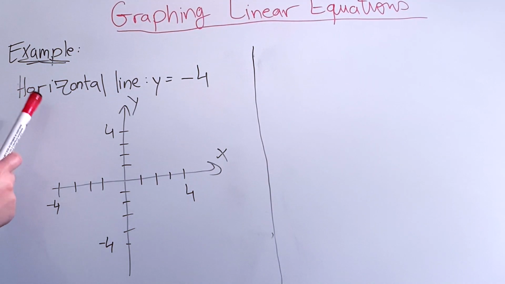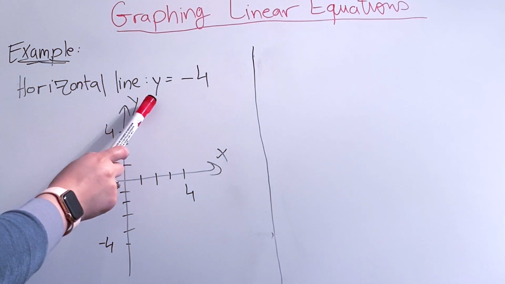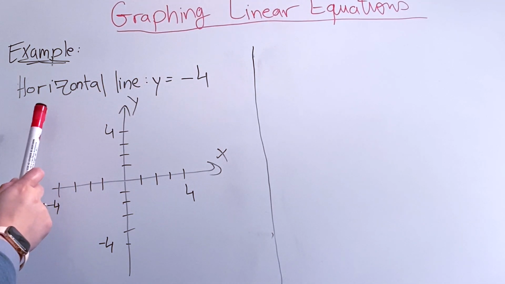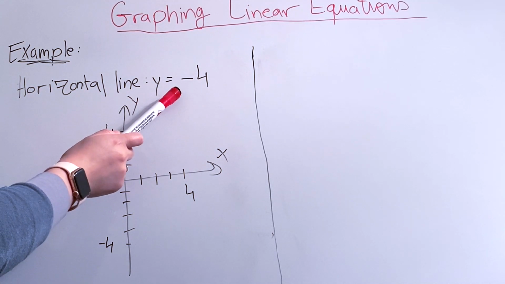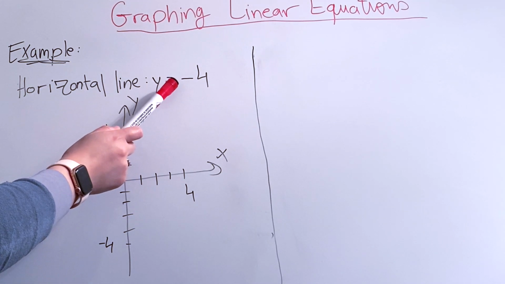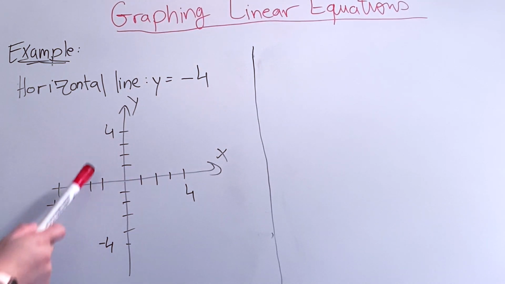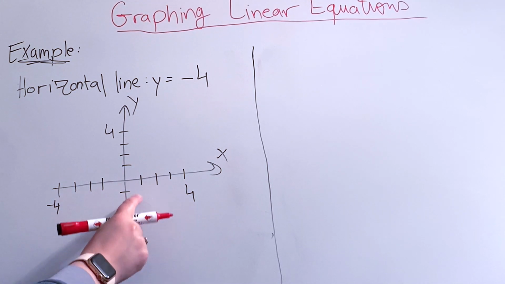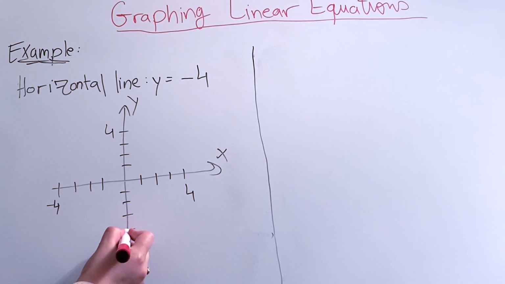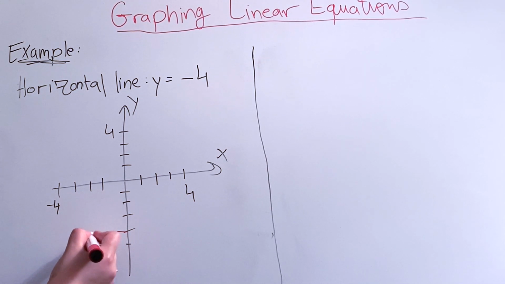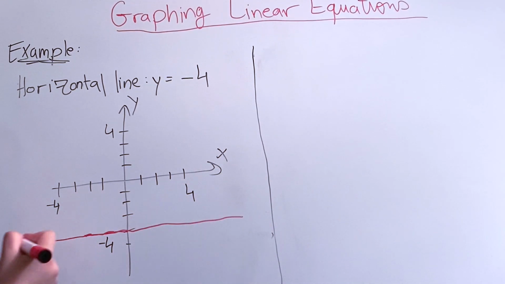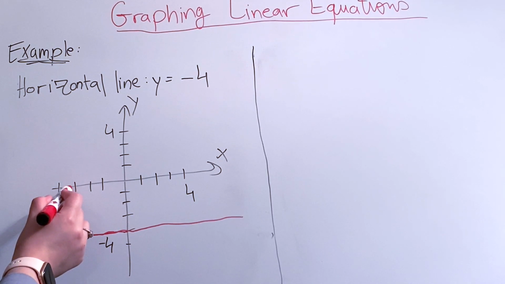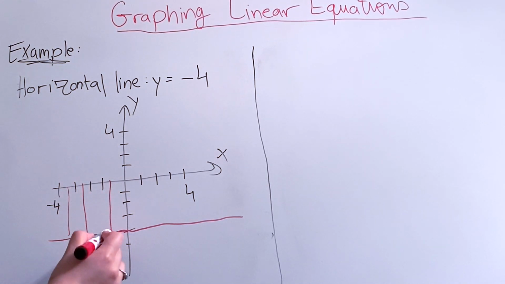Let's move to graph the horizontal line. The equation y equal to -4 represents a horizontal line that crosses the y-axis at the point (0, -4). So now let's graph y equal to -4. We have -1, -2, -3, -4. So the line is gonna cross at -4, and that means every x is gonna have the same y.